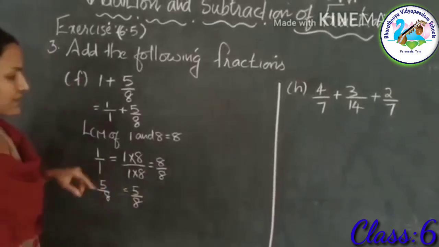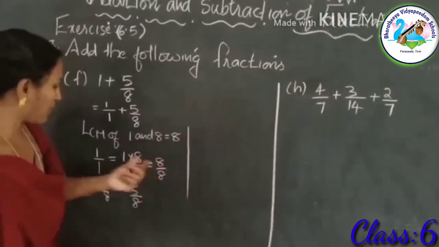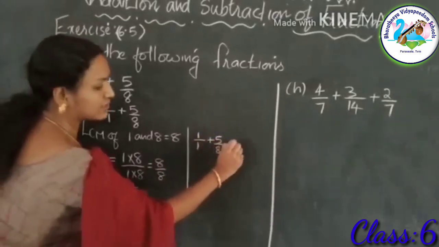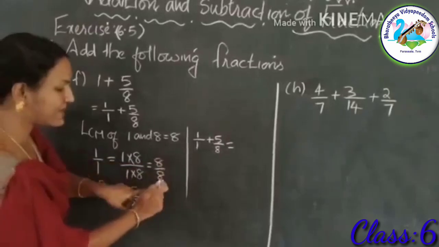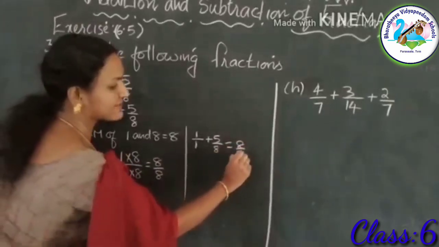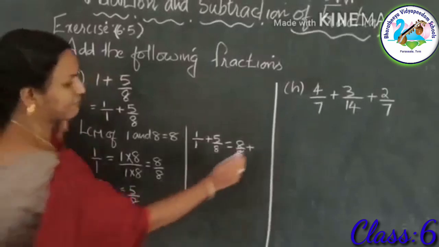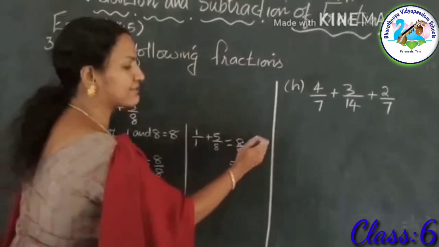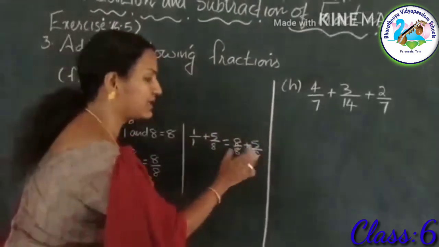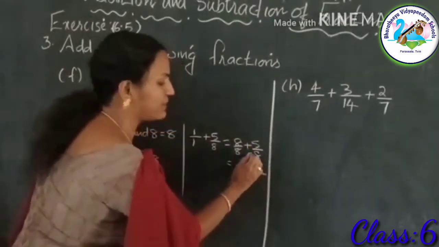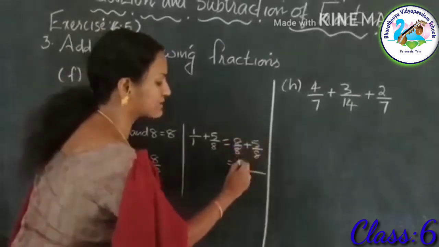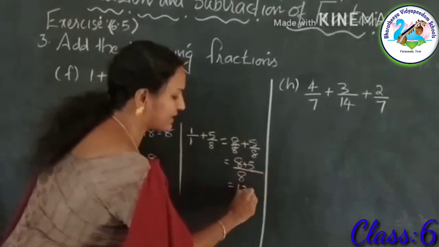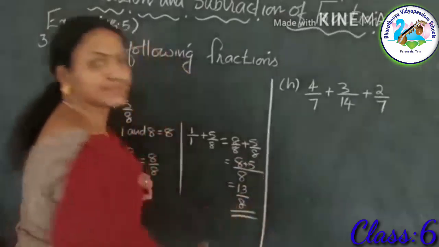Then add 1 by 1 plus 5 by 8 is equal to 8 by 8 plus 5 by 8. Here the denominators are same, so write the common denominator 8. Add the numerators, 8 plus 5 is 13. So 13 by 8 is the answer.